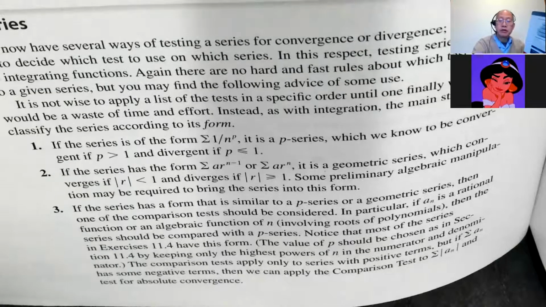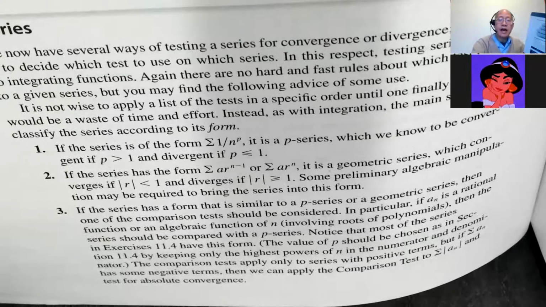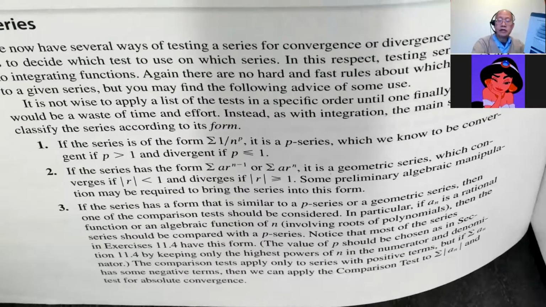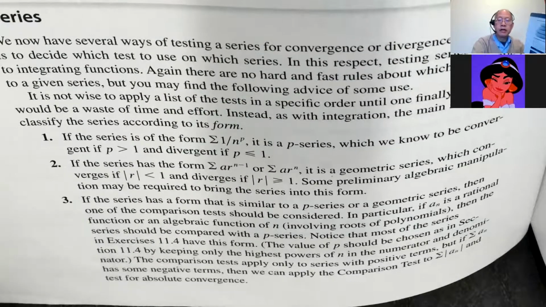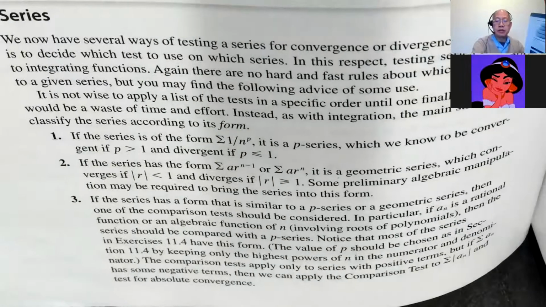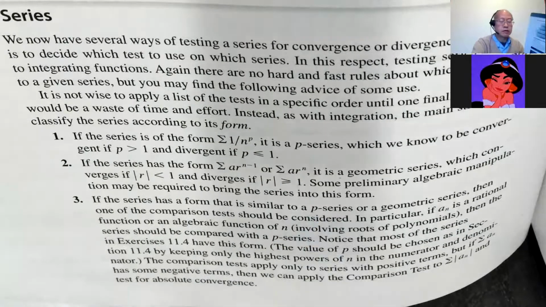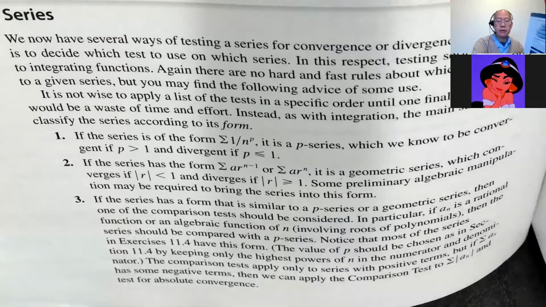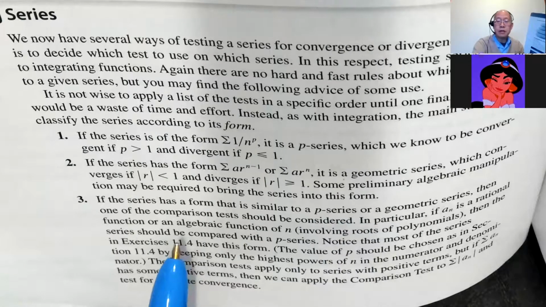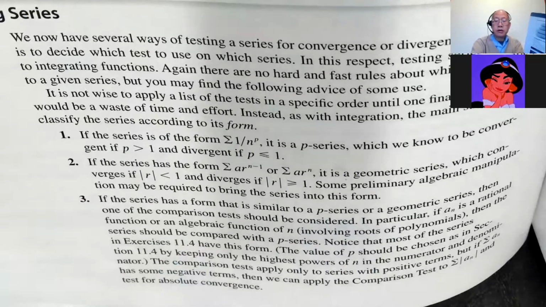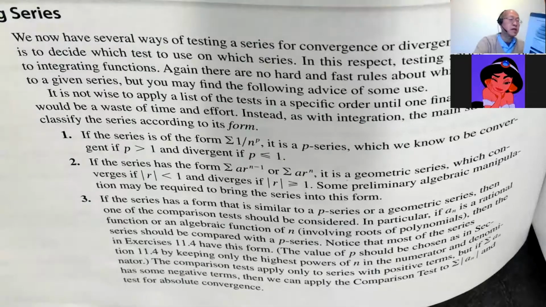Okay, now 3, and there's no way I can make 3 look nice while holding up the book, but this is the best I can do. It may not be a p series or geometric series, but it kind of looks like it, or you should ask yourself what happens in the long run. In the long run, does it behave like a p series? In the long run, does it behave like a geometric series? In which case, you can try one of the comparison tests. Okay, so comparison test or limit comparison test, as the case may be.